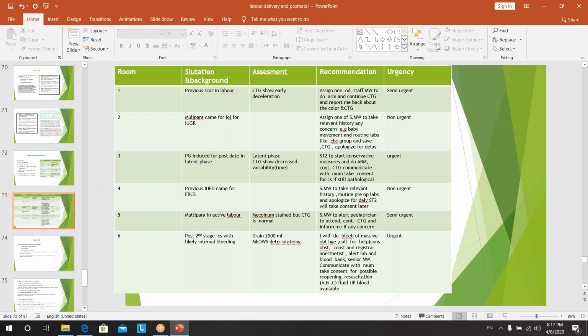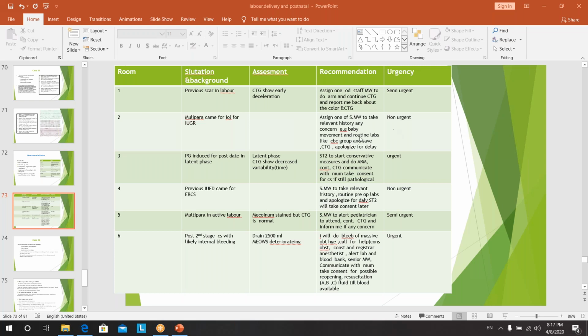Yes, you can go by the SPAR tool. If you did this by this method in the examination, they don't want from you how to manage. They don't want to know what you will do.